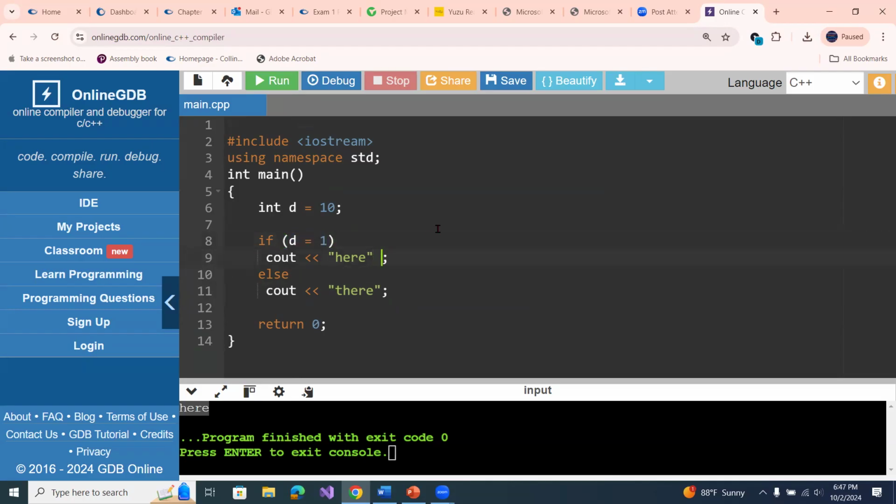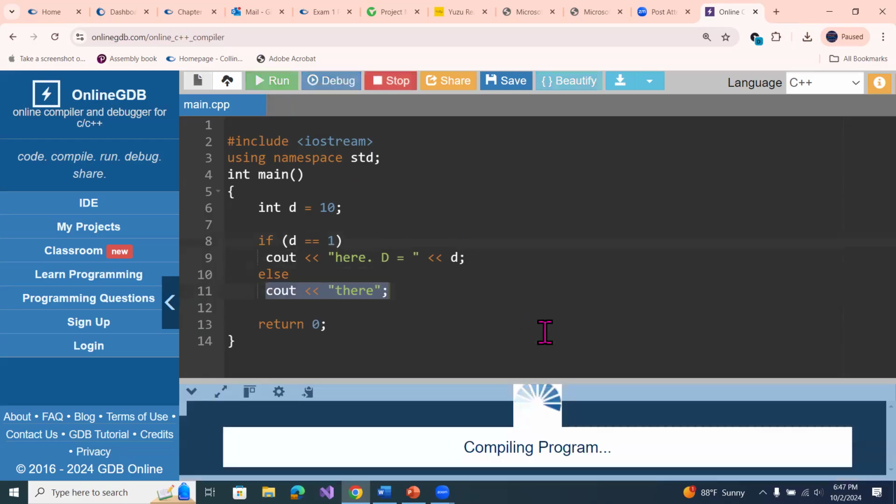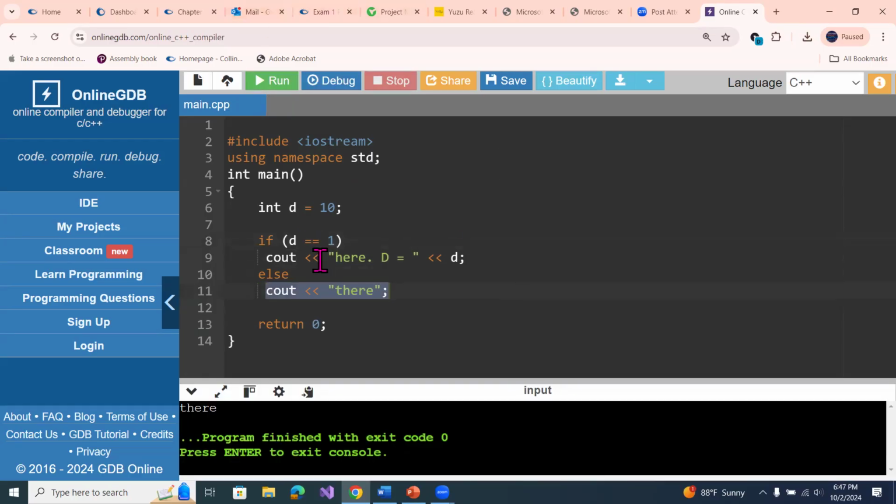Also, if I print D equals D, let's see what it prints out. So it says here, D equals 1. So this here changed the value of D. It did not compare D. Two equal signs will compare. This would be false because 10 is not equal to 1, and so it would print there. All right, so make sure you look at that, pay attention to that on the exam.